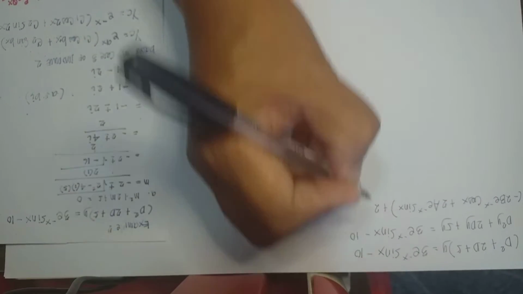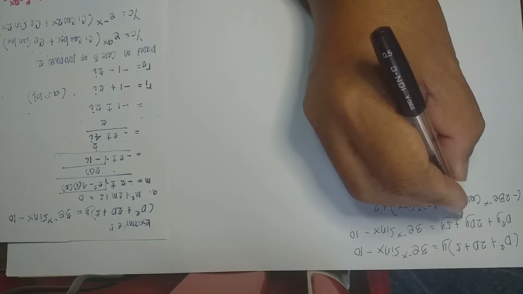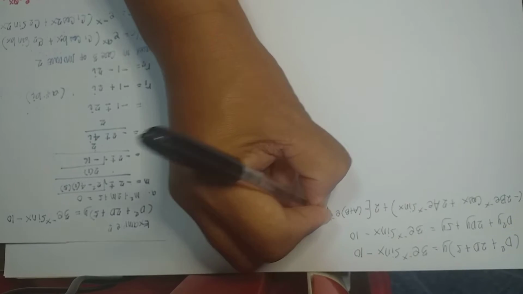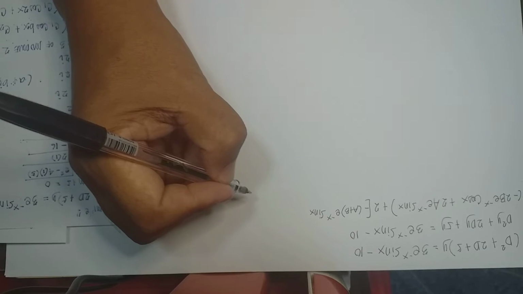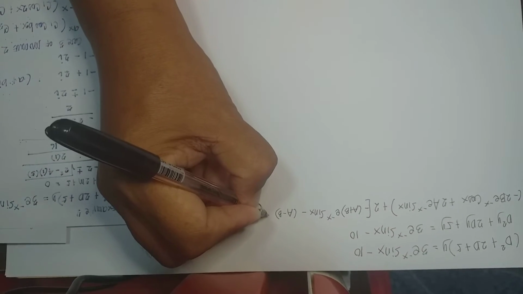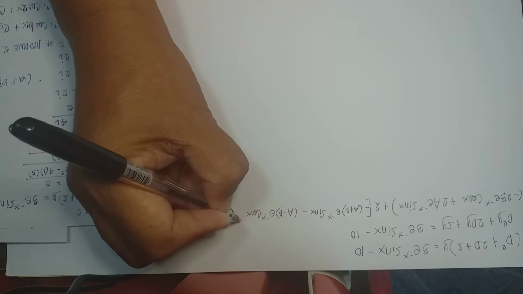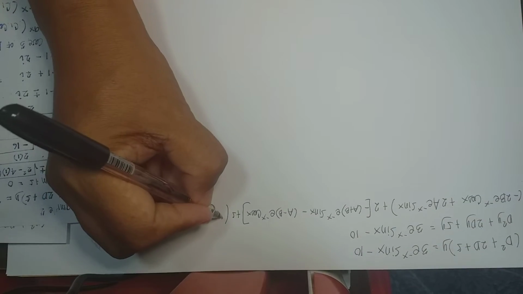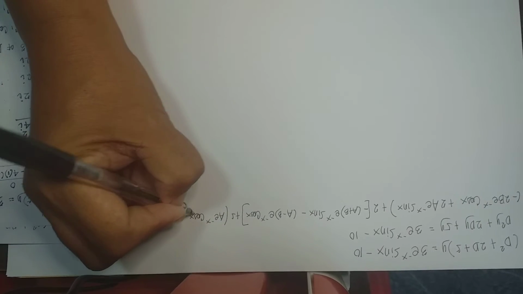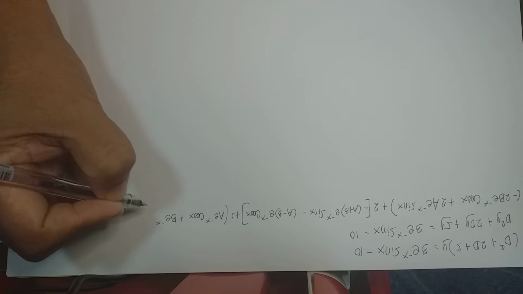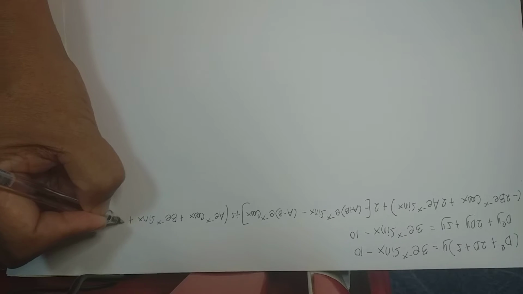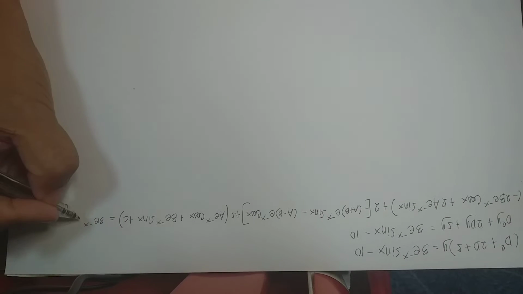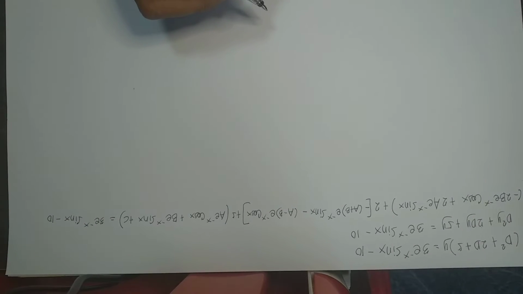Plus 2 times the first derivative of yp, that is dy, is negative a plus b e to the negative x sine x minus a minus b e to the negative x cosine x. Plus 5 times y, or yp. But what is yp? ae to the negative x cosine x plus be to the negative x sine x plus c is equal to 3e to the negative x sine x minus 10.